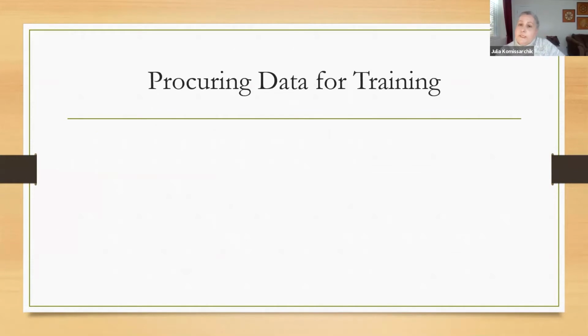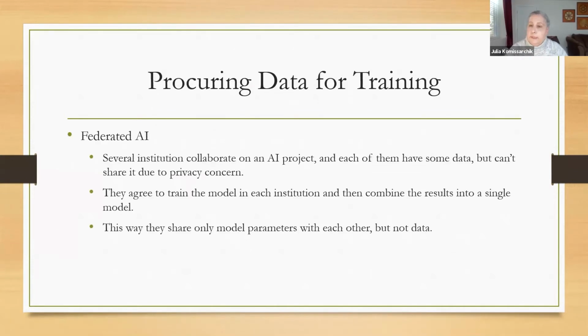So, procuring data for training. Well, one of the methods is federated AI. If I don't have enough data and you don't have enough data, if we work together, we hopefully will have enough data to do this. An example from medicine would be a rare disease, where even the largest hospital might not have enough data to train. So they have to cooperate with other hospitals throughout the country and throughout the world.